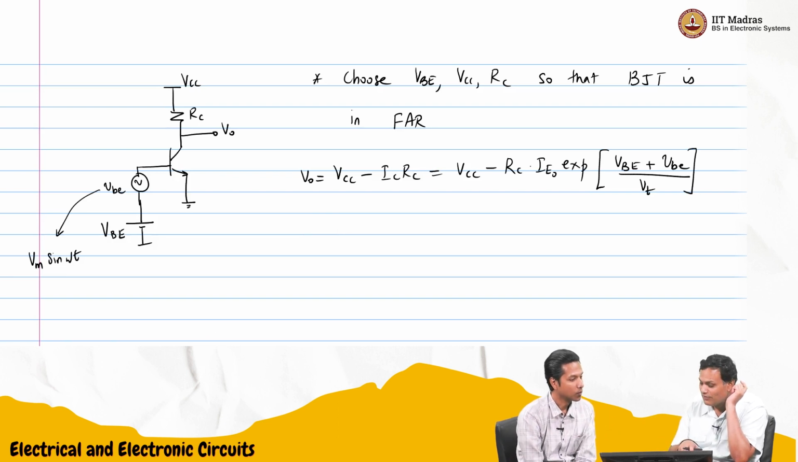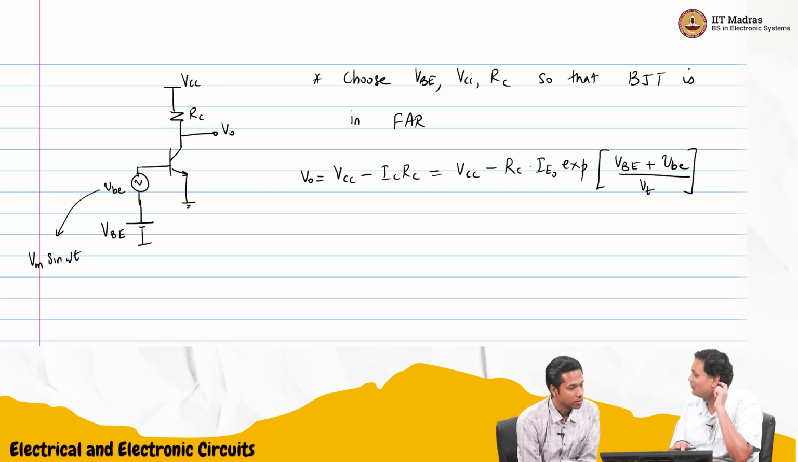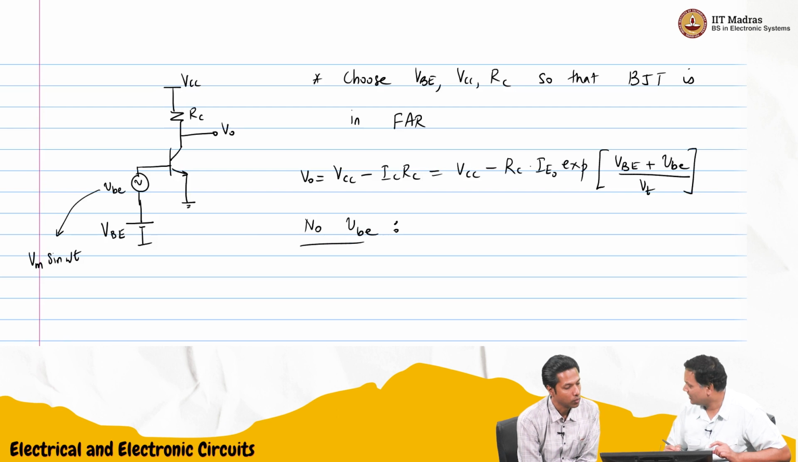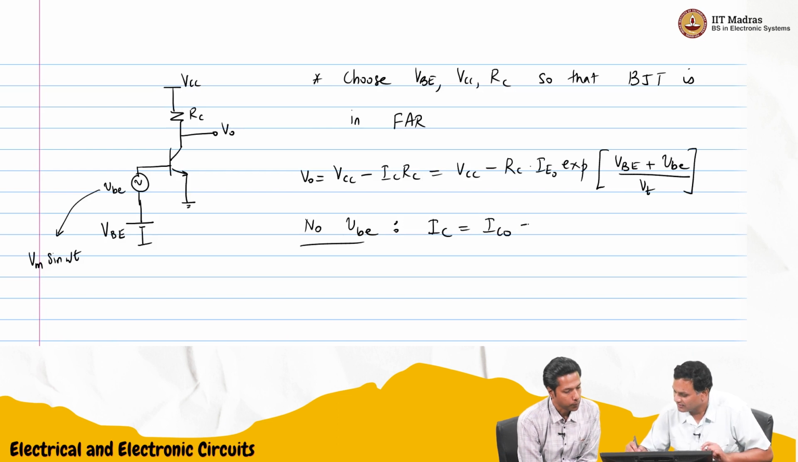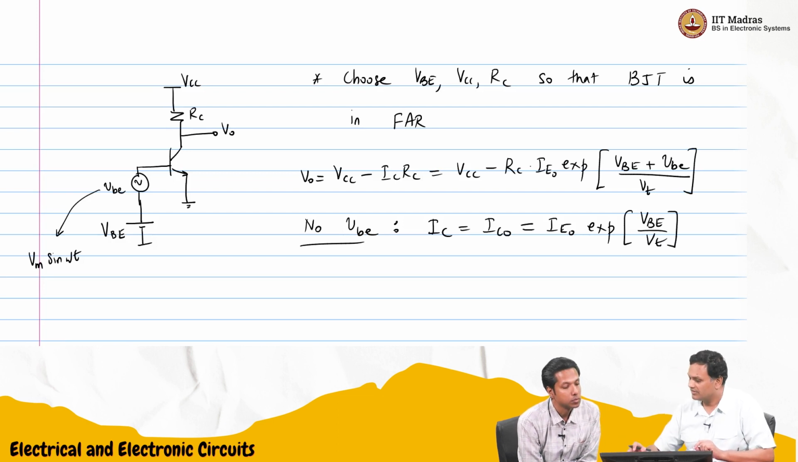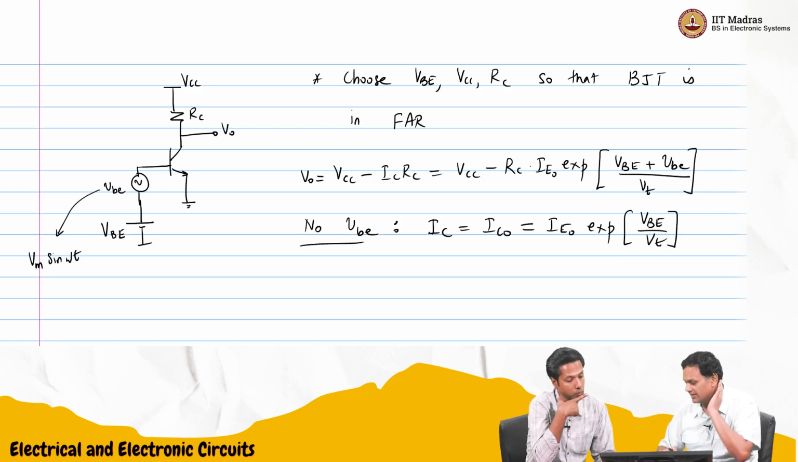In fact, if you set small VBE to 0, we know that there is only going to be DC. Maybe we should write that down first. When there is no small VBE, we know that IC, let me call that IC naught, is the DC value, and that is going to be IS exponential VBE by VT. This is correct. This is the DC value.